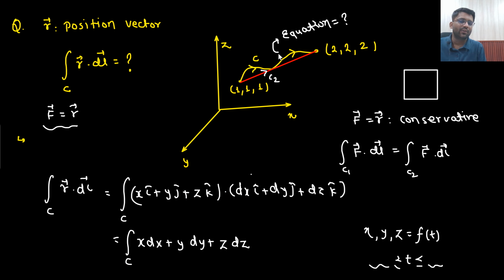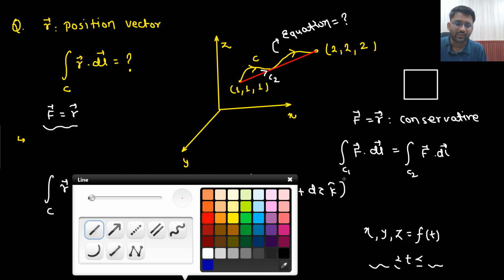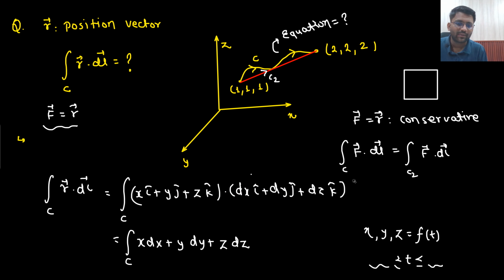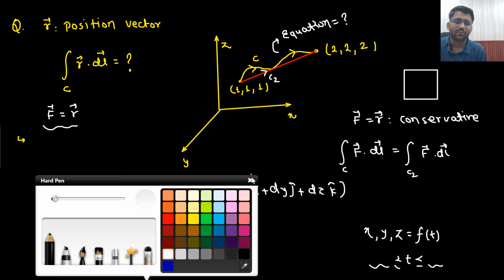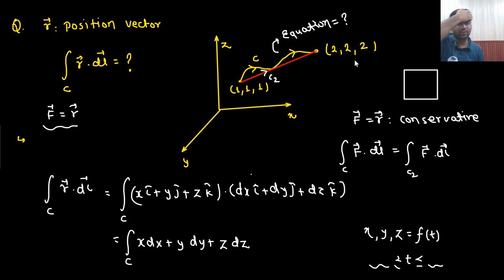So I don't know the equation of curve C, but I surely know the equation of C2. If I know the equation of C2, I will solve it with respect to C2. So first of all, let me know if your vector field F is conservative or not. What is the value of del cross R? Del cross R is 0 only. If del cross R is 0, what can you see from here? Yes, sir, my vector field is conservative.